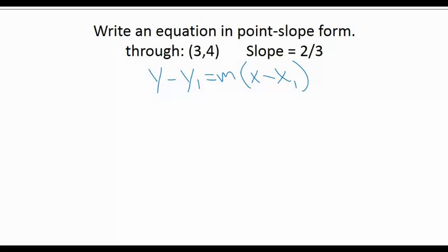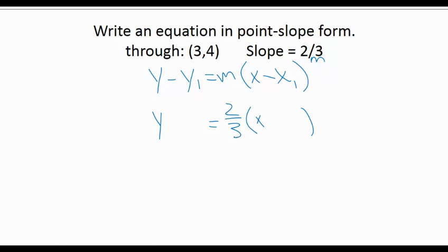And now basically I'm filling in. I already know I'm going to have a y. And I already know this is going to be x. That's every single time going to be like that. So then it's just filling in the m, the x1, and the y1. So in this one, my slope is 2/3. That's my m. So I put that in the m spot.